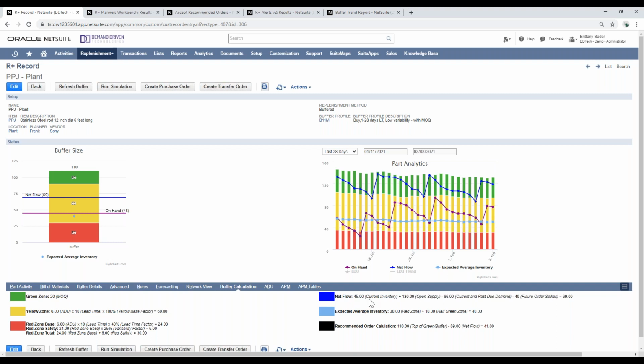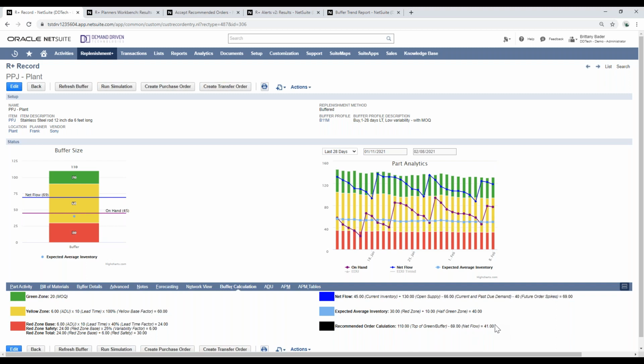I have 45 units currently on hand, which I can see at that purple line in my buffer. I have 130 units of open supply on the way to me. And I also have this qualified demand of demand due today or in the past, and some future order spikes that I have visibility into. So all of that summed together gives me this net flow number of 69. I always want to reorder back up to the top of that green zone, which is 110 units. So my recommended order is 110 minus 69 to give me this recommended order of 41.